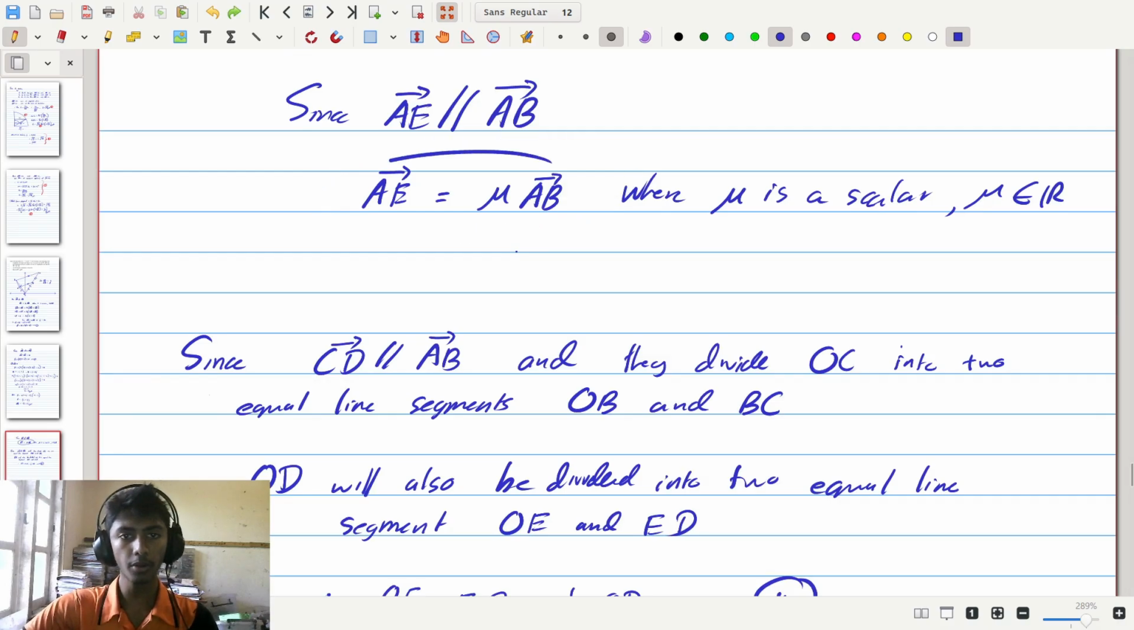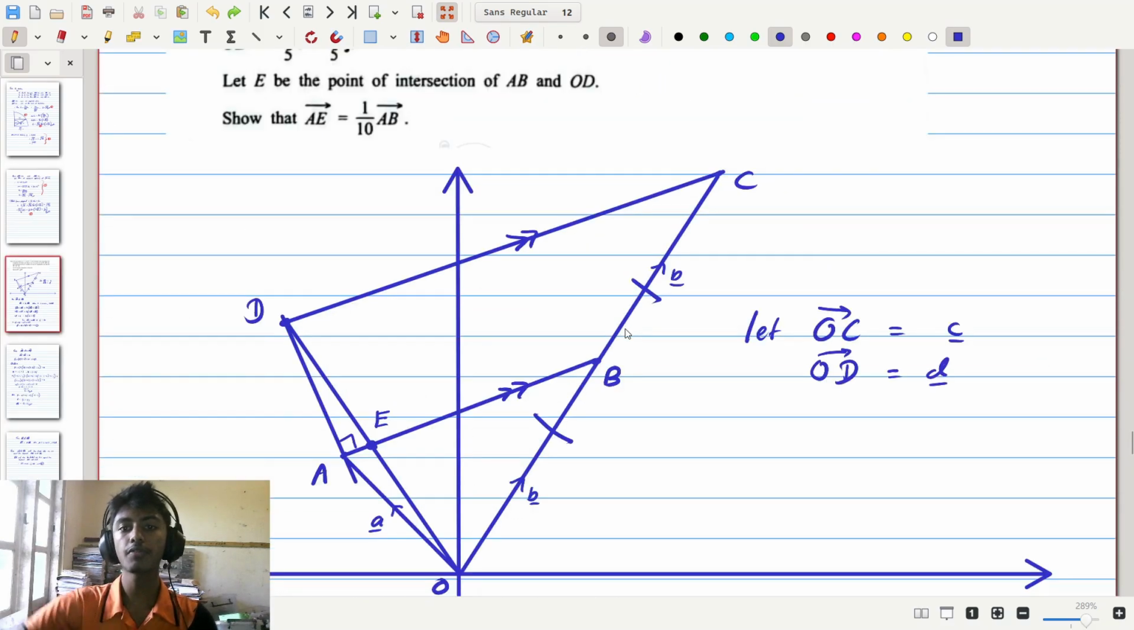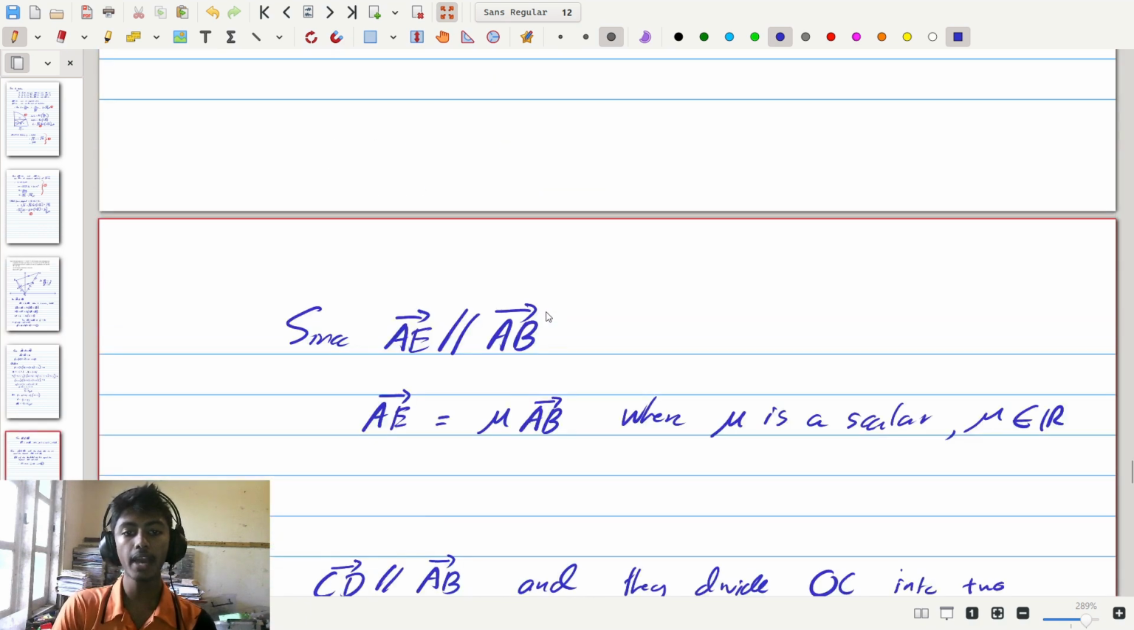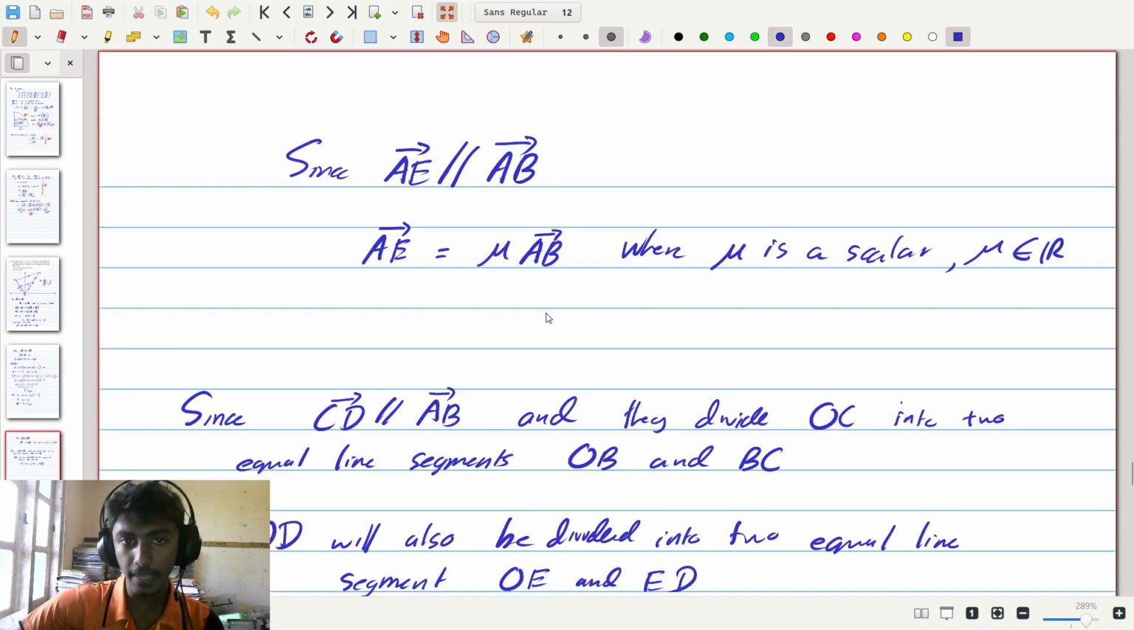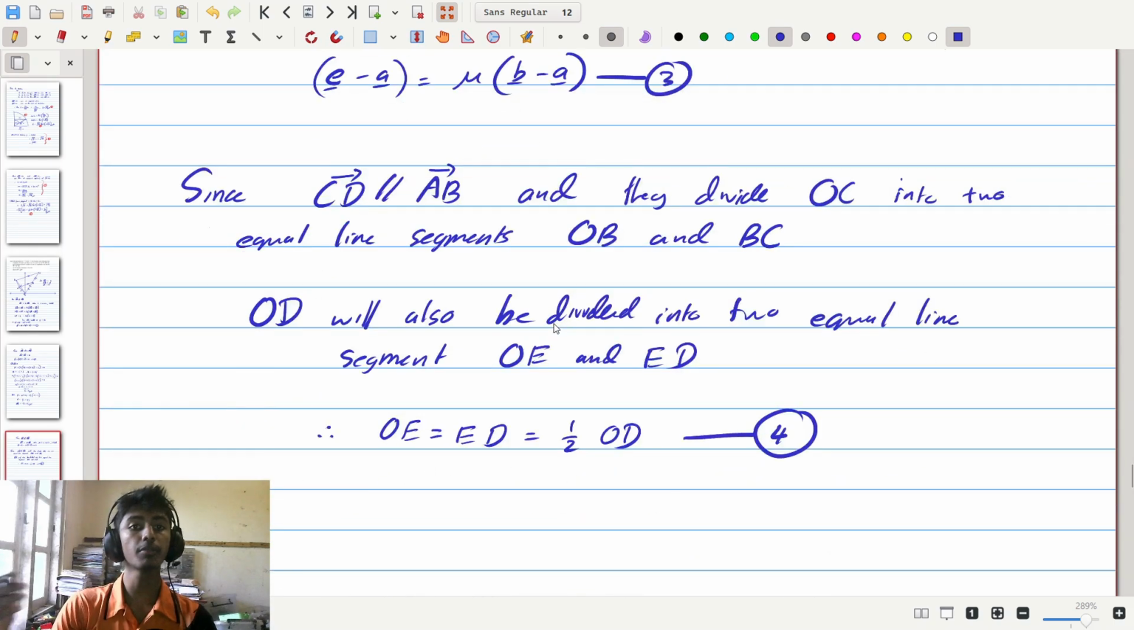For equation number 3, I'm going to convert this into vectors that are in terms of the position vectors of A, E, and B. And for that, I'm going to go up. Similar to how we defined OC and OD, let OE vector be equal to E. Now given this, if we go down, from what we have, AE vector is equal to mu times AB vector, which I can convert into saying that E vector minus A vector is equal to mu times B vector minus A vector. Now I'm going to call this equation number 3. So we can use equation number 3 and equation number 4 to derive something.